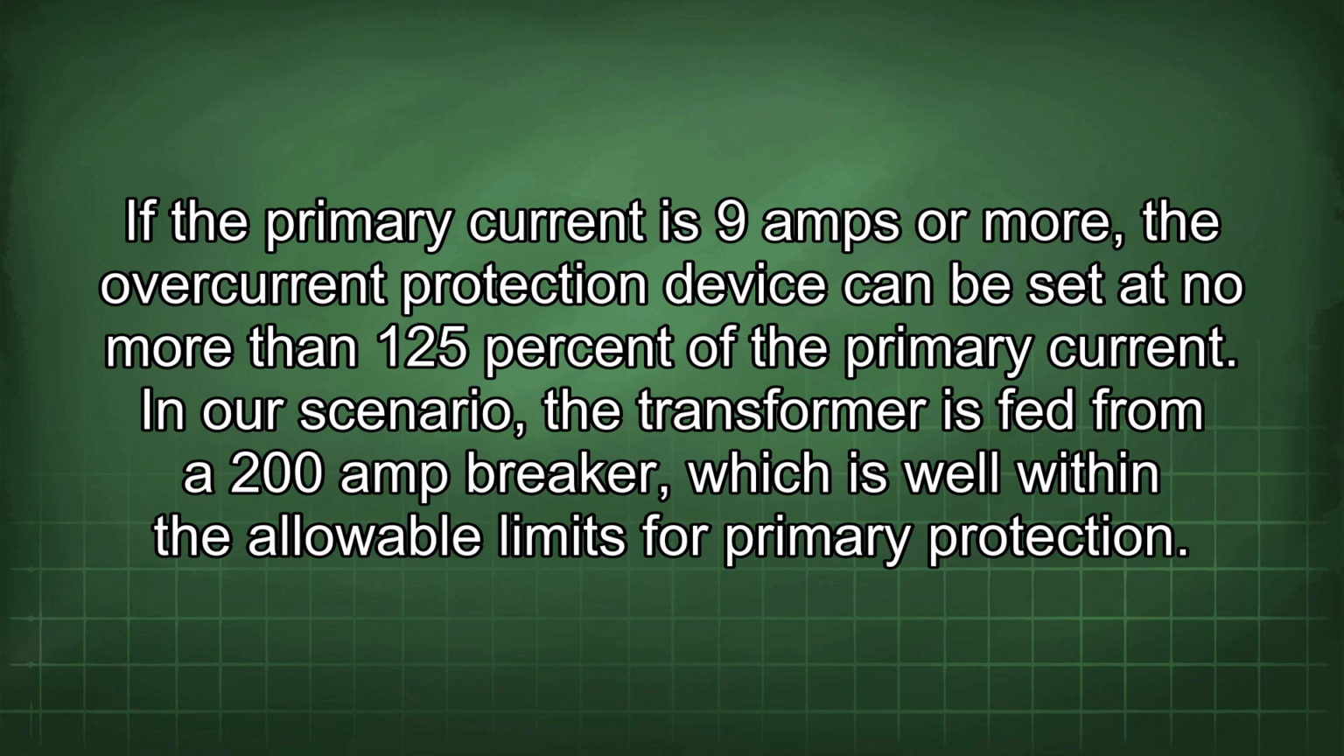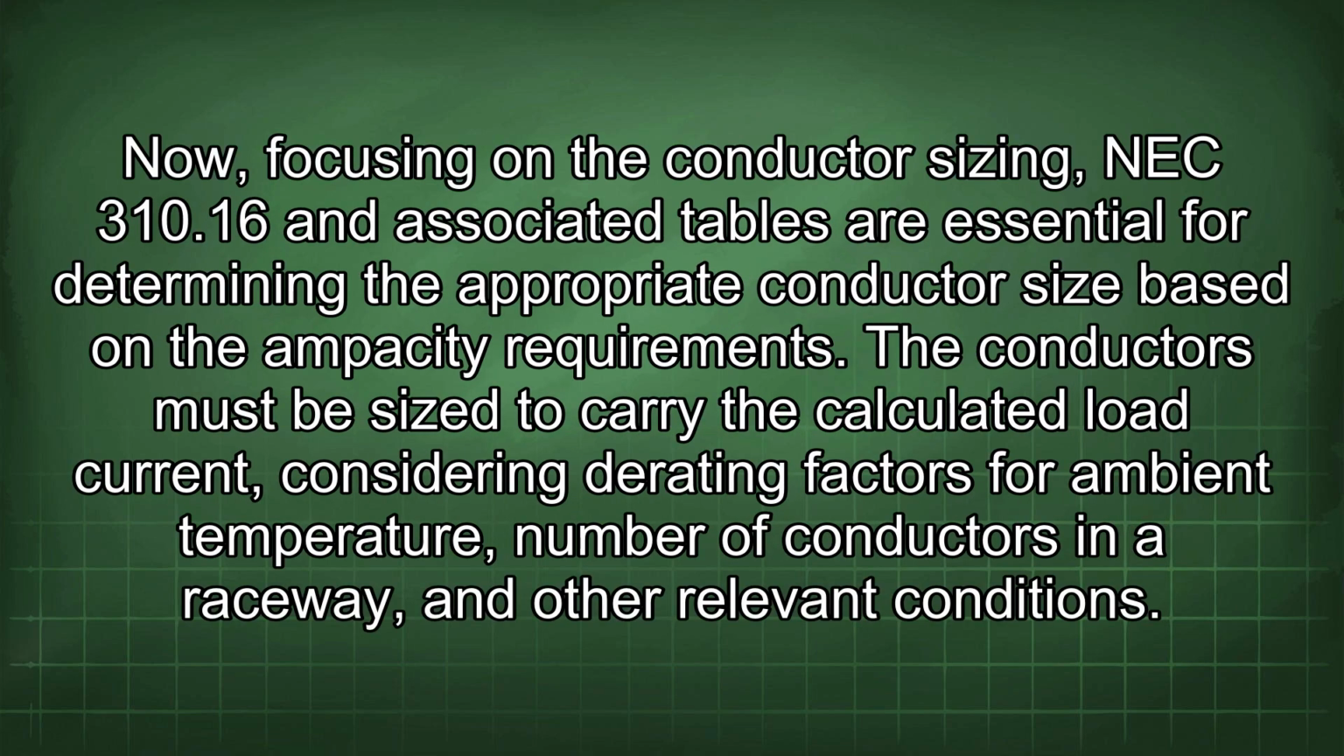In our scenario, the transformer is fed from a 200 amp breaker, which is well within the allowable limits for primary protection. Now, focusing on the conductor sizing, NEC 310.16 and associated tables are essential for determining the appropriate conductor size based on the ampacity requirements. The conductors must be sized to carry the calculated load current, considering derating factors for ambient temperature, number of conductors in a raceway, and other relevant conditions.